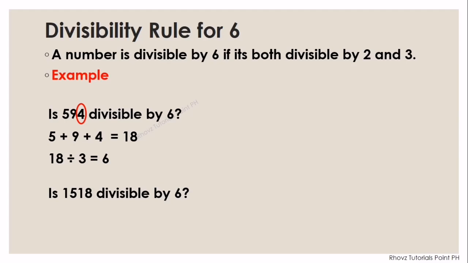1,518. So, the last digit is 8. Therefore, it is divisible by 2. Next, let's add the digits kung divisible by 3 siya. So, 1 plus 5 plus 1 plus 8. 1 plus 5 is 6, plus 1 is 7, plus 8 is 15. So, 15 divided by 3 is 5. Therefore, 1,518 is divisible by 6.